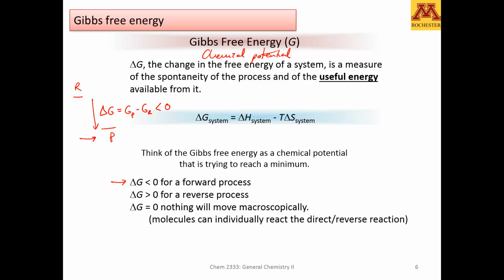When the change in Gibbs free energy is negative, you're going to see a forward process. When the change in Gibbs free energy is positive, that will be for a reverse process. And when the Gibbs free energy change is zero, it means that, at least macroscopically, nothing will move. We call this equilibrium. In equilibrium, there is no motivation to macroscopically change the proportions of reactants and products.